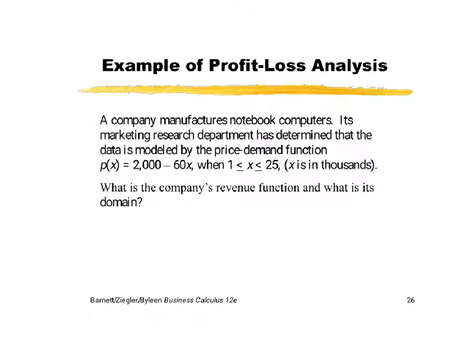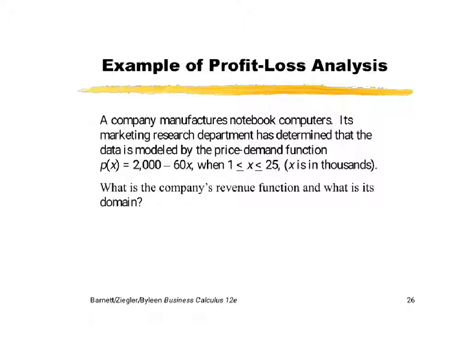So an example, it says a company manufactures notebook computers. Its marketing research department has determined that the data is modeled by the price-demand function. So we have P of X is equal to 2,000 minus 60x, and this is when x is greater than or equal to 1 and less than or equal to 25. So the number of items produced ranges between 1 and 25 in the thousands. So between 1,000 and 25,000.